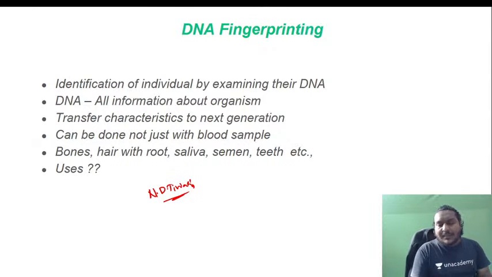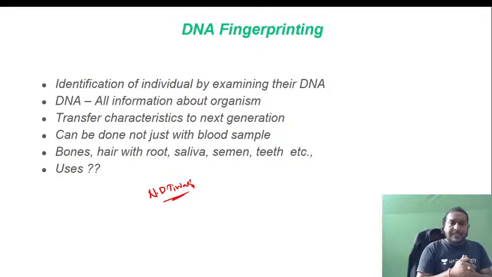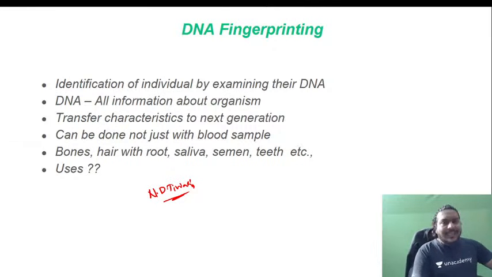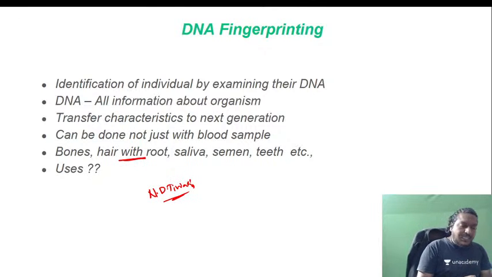But how can that be done? People often think a DNA test can be done only with a blood sample, but it is not just the blood sample. It could be done with the bones of the person, or with hair. Sometimes you must have seen in CID that people take hair and send it for forensic testing. But for that, the hair must have a root, which is not that easy to get. Only if the hair has the root would you be able to do the DNA test. Also the saliva of a person, the semen, the teeth, and so on.